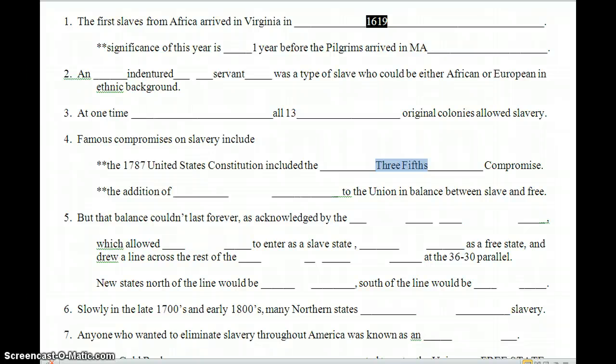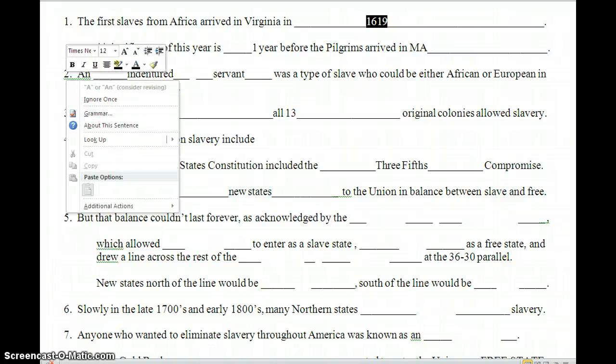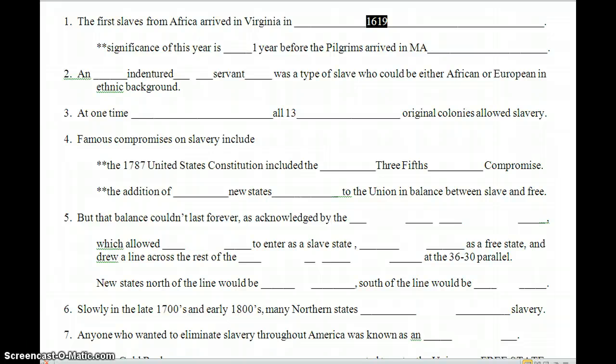That compromise settled the slavery issue at least for a while, and as we began to add new states to our country, we always tried to add them in a balance of slave and free states. So when we added new states to the Union, certainly as we continued moving west and moving south, we tried to always keep a slave state and a free state joining the country at the same time. That worked for a while, but it couldn't last forever.